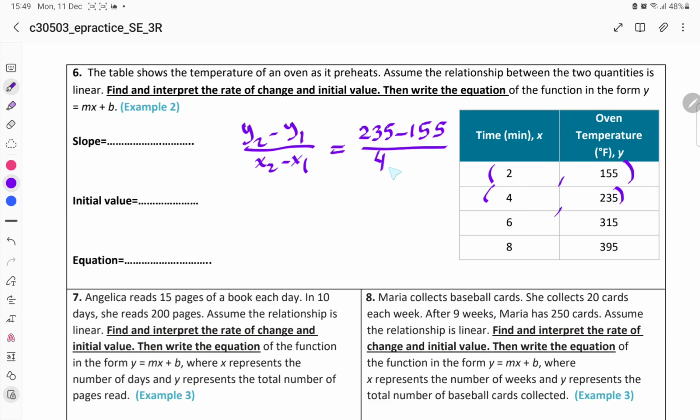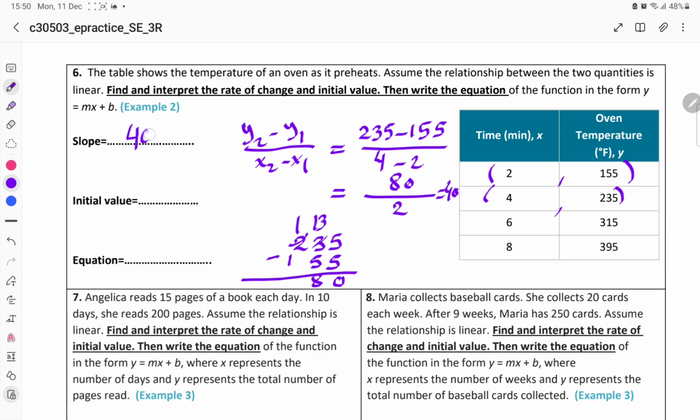4 minus 2. Let's see, so subtract 235 minus 155. 5 minus 5 is 0. Borrow, 13 minus 5 is 8, and 1 minus 1 is 0, so the answer here is 80. 235 minus 155 is 80. 4 minus 2 is 2. 80 divided by 2 is 40. So the slope here is 40.